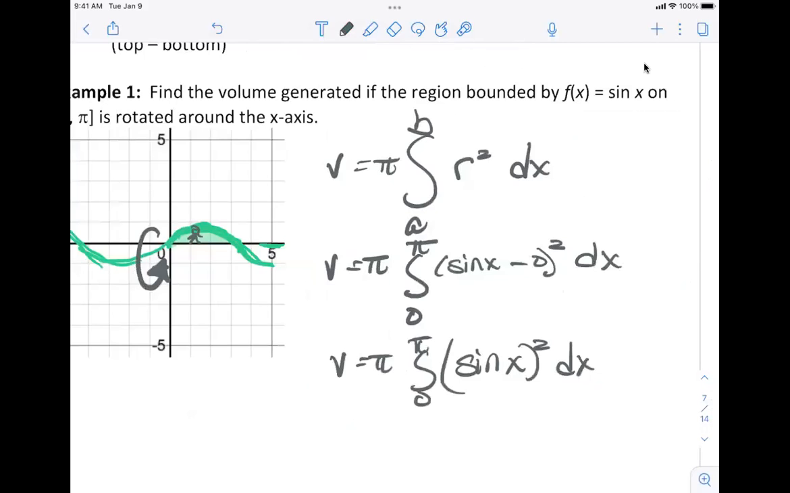So when I do my integral, I have 1.571. I still have the pi in the front. I haven't multiplied. So when I multiply 1.571 times pi, my final answer is 4.935. And it's units cubed, but we don't really have to worry about the unit piece.